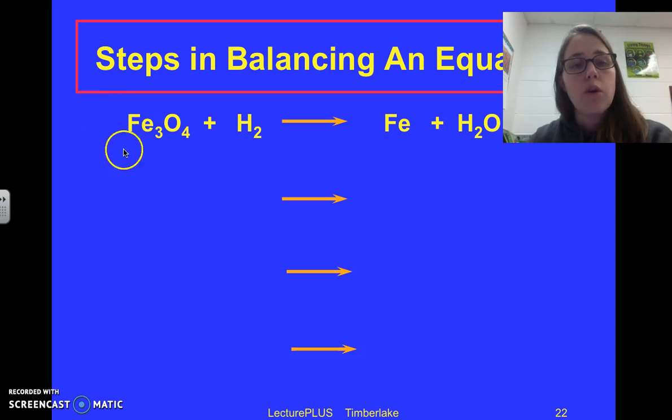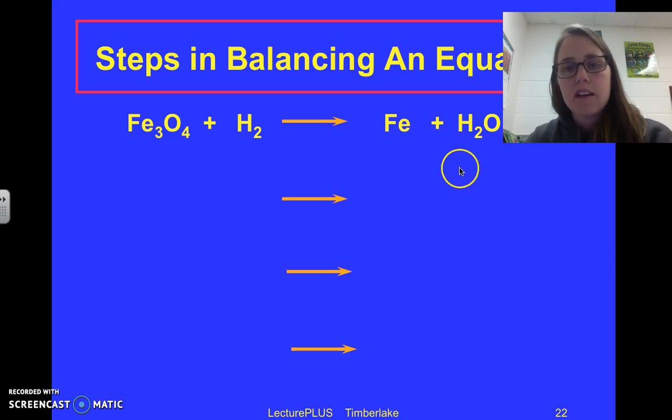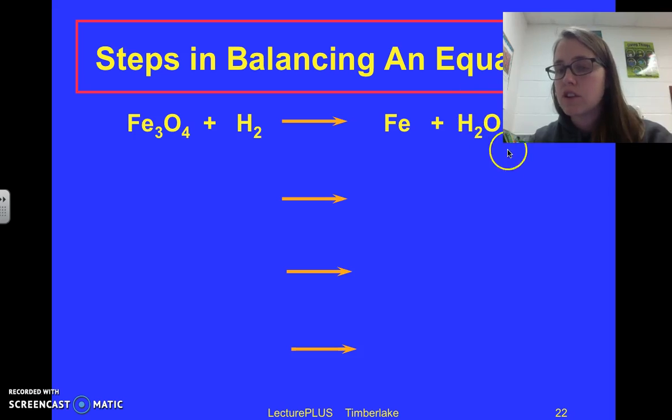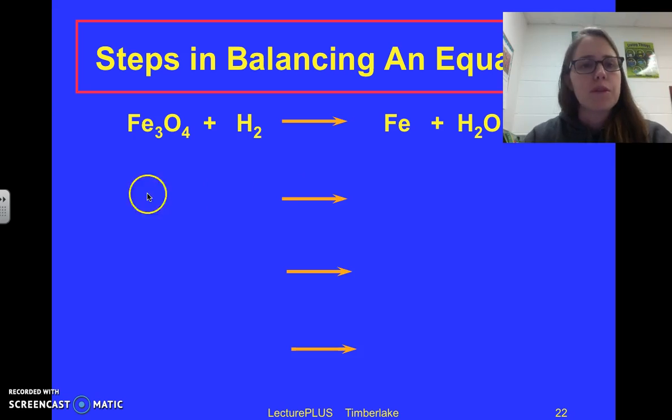So I have no coefficient here, but I have 3 of a subscript. That means there are 3 irons or Fe's on this side, but there's only 1 on this side. So we already know this is not balanced. I have a subscript of 4 on the oxygen, so there are 4 oxygens on this side, and there is one oxygen on this side. Here I have a hydrogen. There are 2 hydrogens on this side and 2 hydrogens on this side. So that part's balanced, but the rest of it isn't.